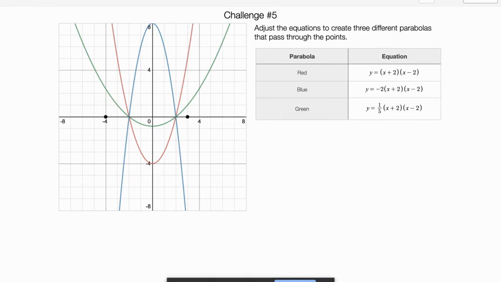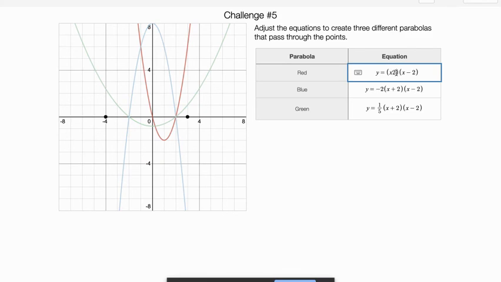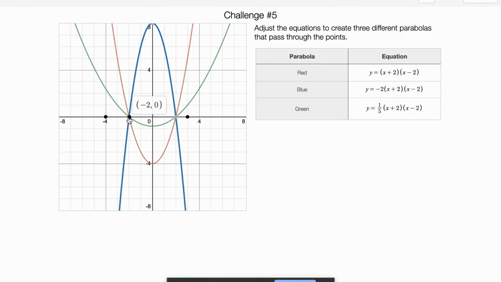And finally, if I look at challenge 5, it wants you to do 3 different parabolas that go through these 2 points. Notice how this is right on the x-axis, and so in this case I have an x-intercept of -4 and an x-intercept of 3. So if I think about the format for red, for example, this is saying that -2 and +2 are x-intercepts, and notice how it goes through -2, 0, and 2, 0.